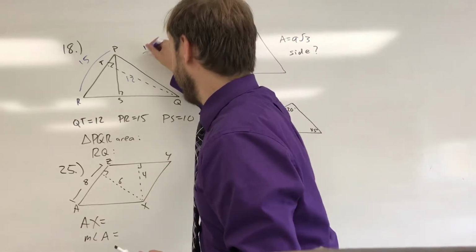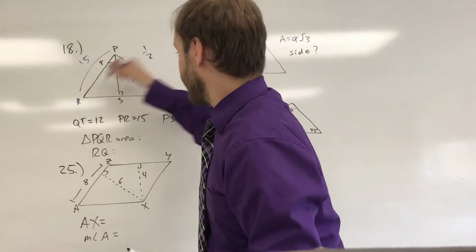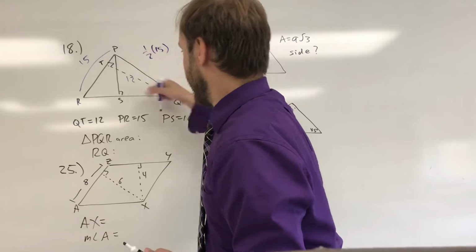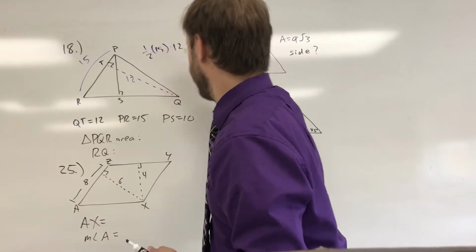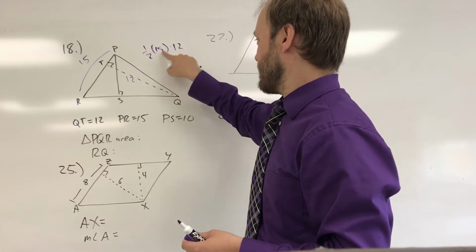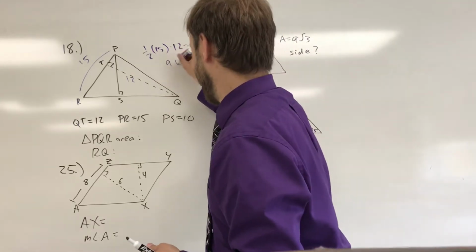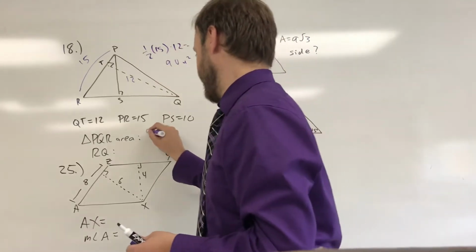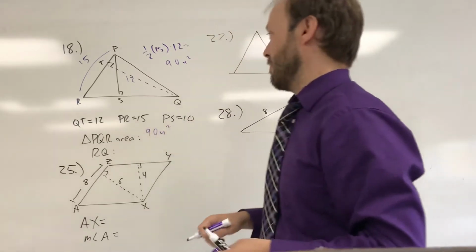The area of a triangle is half the base, the base is 15, times the height. The height is 12. And let's see, half of 12 is 6. 6 times 15 is 90. So we have 90 square units for the area of that triangle, okay?